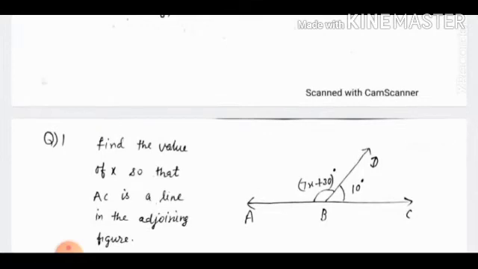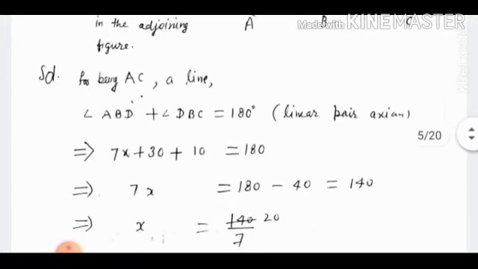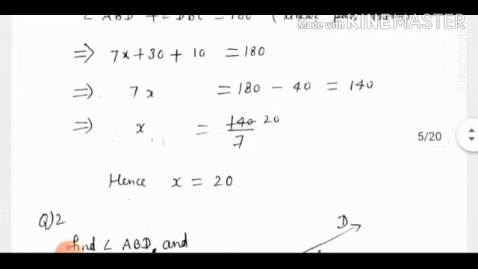Question. Find the value of x so that AC is a line in the adjoining figure. Here AC is a line. It means that the linear pair of angles, angle DBC and angle DBA, are supplementary. So we can apply the linear pair axiom. Angle ABD plus angle DBC is equal to 180 implies that 7x plus 30 plus 10 is equal to 180. This is an equation in x. After solving it, we get x is equal to 20.